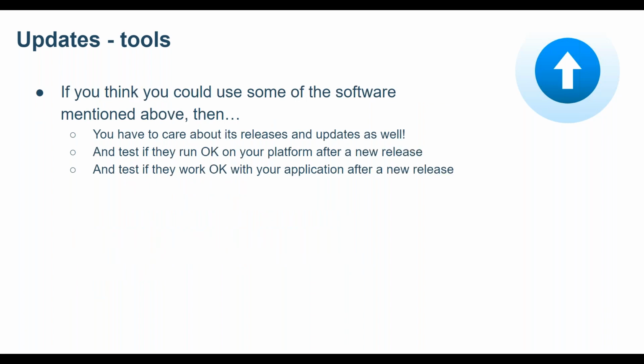So if from the list that I gave you on the previous slide, you think you could use some of them, then think also that you need to care about them. Each of these tools that I mentioned is at least a single project. Sometimes it's a set of projects, and you need to track their releases and do updates for them and so on. And you need to take into account platform updates here. So when you do a platform update, you don't have to care only about the platform and your application. You need to check if the new platform and your tools and your application still work together.